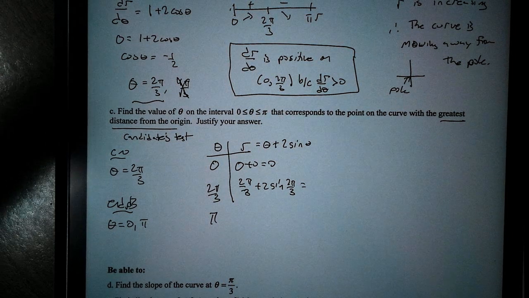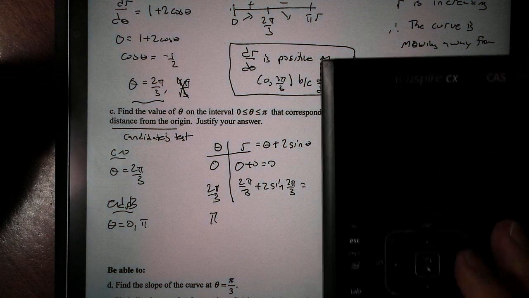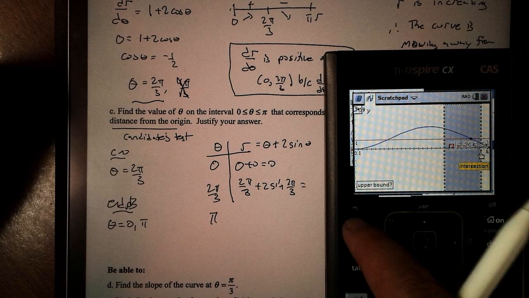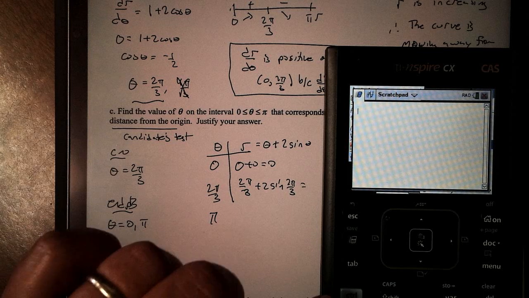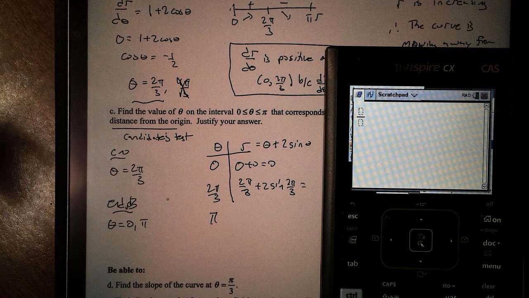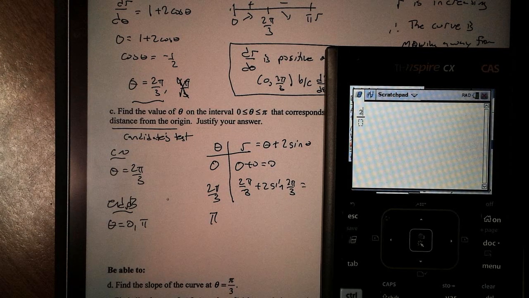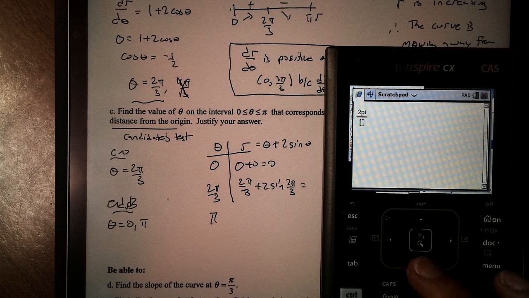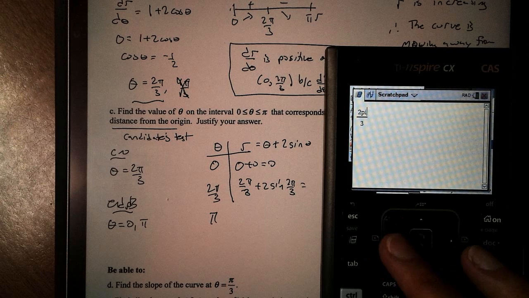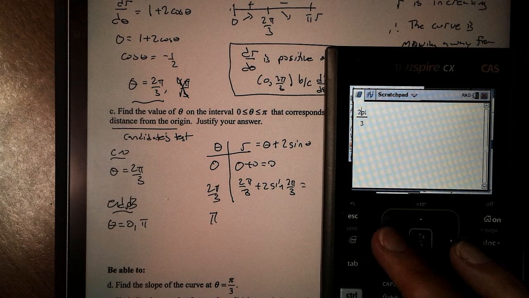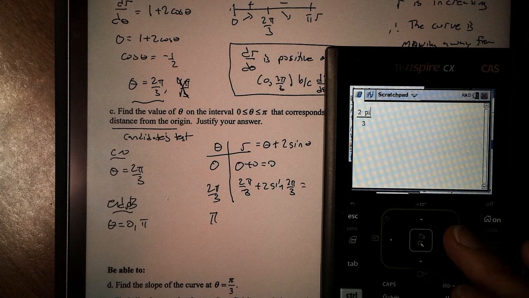And again, they say I can use a calculator, so I'm going to go ahead and do just that. Go to my home screen, and I'm going to write this out. I'm going to use my fractions: 2 pi over 3. Sometimes the calculator is picky. You might have to put a times sign in between there.